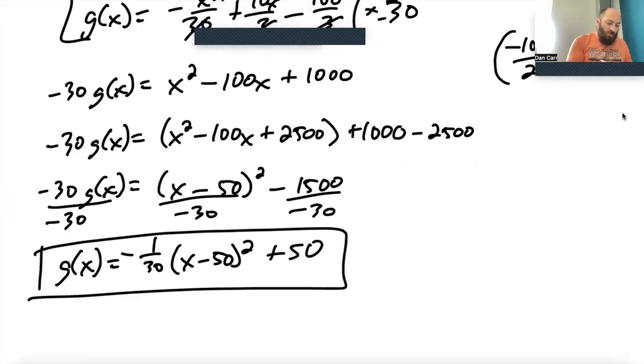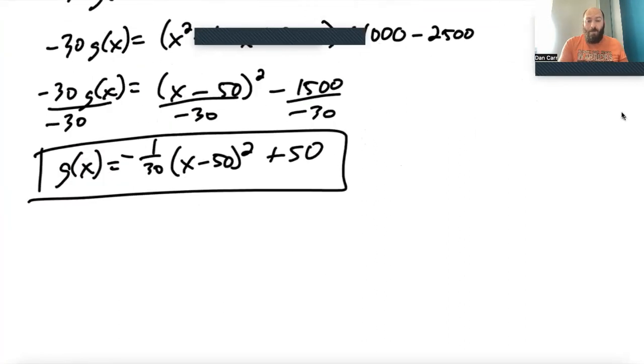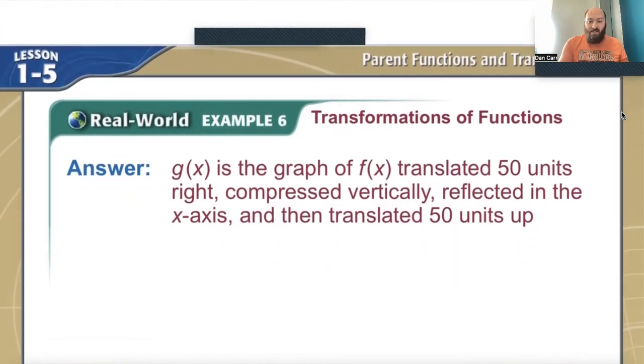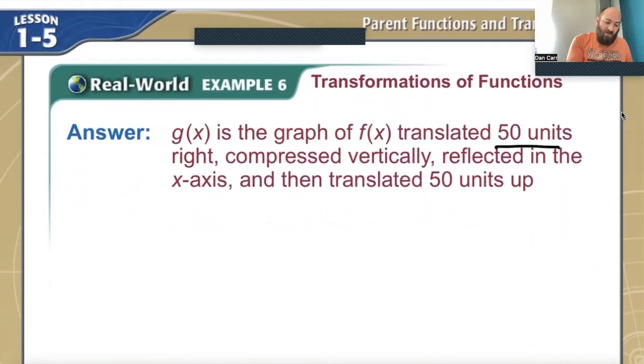This is my completing the square version. It's in vertex form. I can now analyze that. The graph is translated 50 units to the right. It is compressed vertically by a factor of 1/30. Because it's a negative, it's reflected in the x-axis, and then it's translated 50 units up.